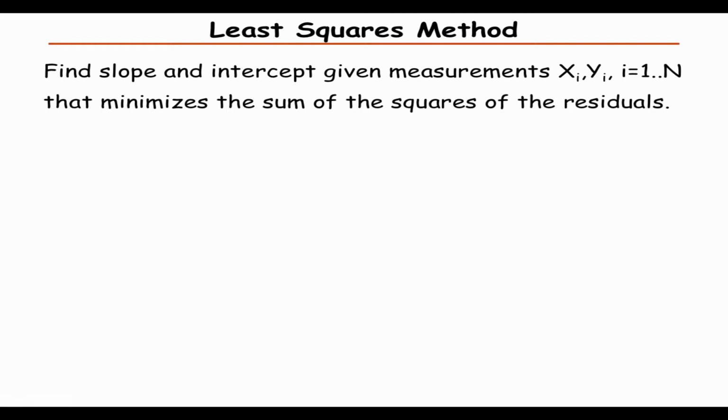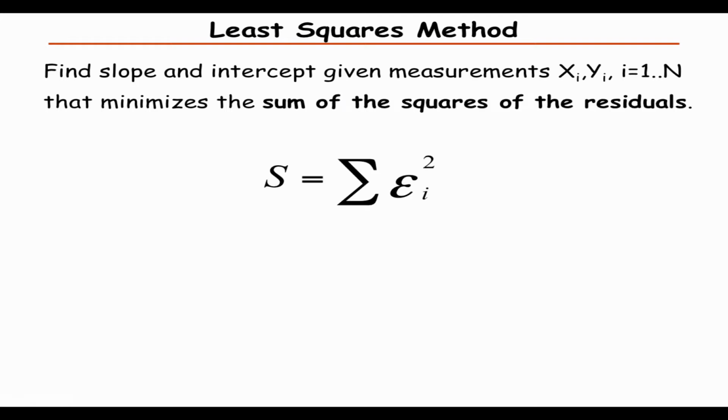One way of finding the best line is to minimize the sum of the squares of the residuals. So if we sum the squares of the errors, which are the residuals, we get an expression, and we need to minimize this.